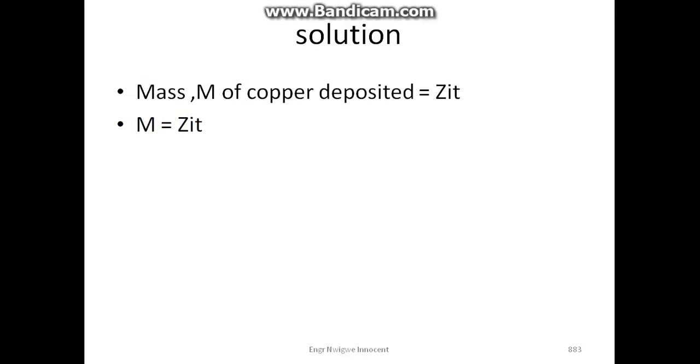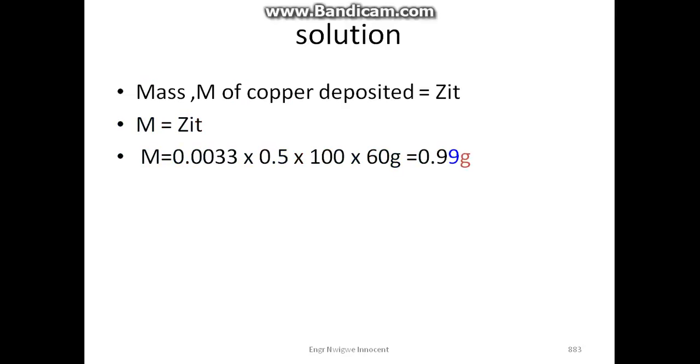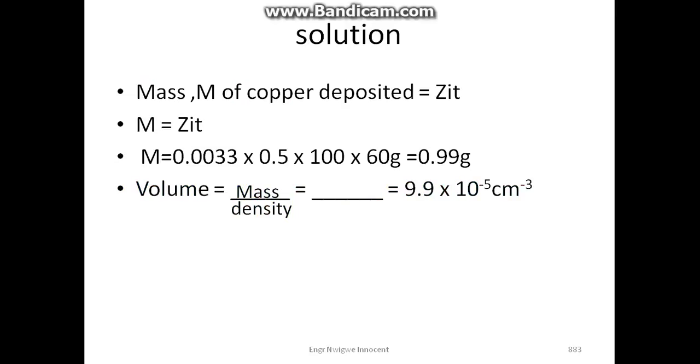Solution. Mass m of copper deposited is equal to Zit. Mass is equal to 0.0033 times 0.5 times 10 times 60 equals 0.99 gram. Volume is equal to mass over density, which is equal to 0.99 gram over 10 raised to power 4, which is equal to 9.9 times 10 raised to power minus 5 cm cubed.